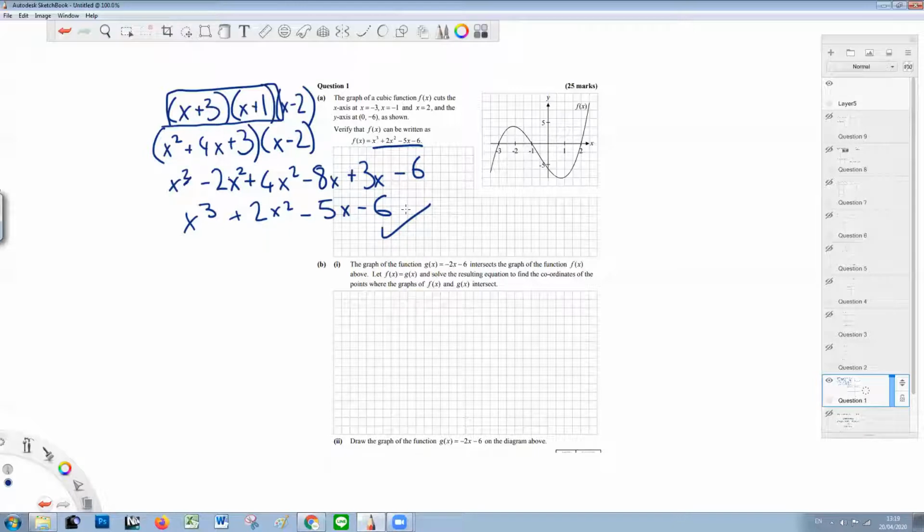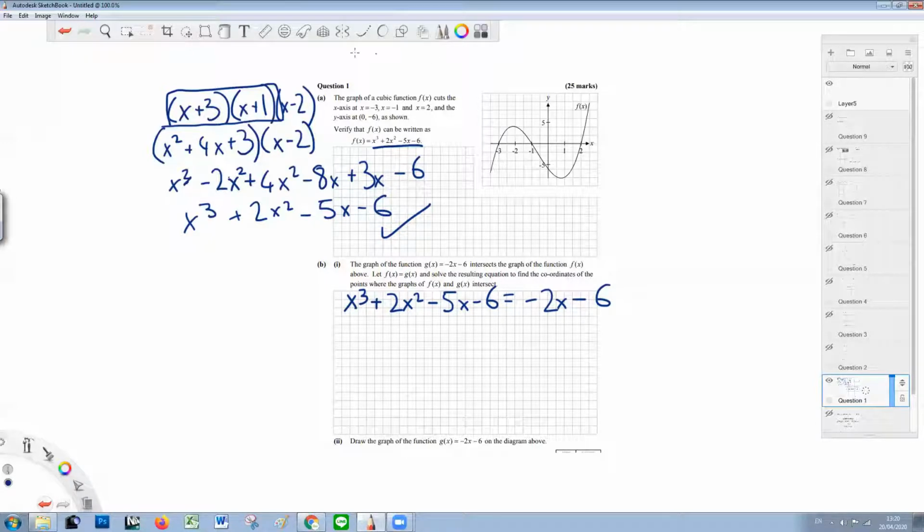Now the second thing we're asked is the graph of the function g of x equals -2x minus 6 intersects the graph of the function f of x above. So we know that it's going to go some way through this like that. Let f of x equal g of x. So I'll do that first. I'm going to say x cubed plus 2x squared minus 5x minus 6 is equal to -2x minus 6. And solve the resulting equation to find the coordinates of the points where the graph of f of x and g of x intersect.